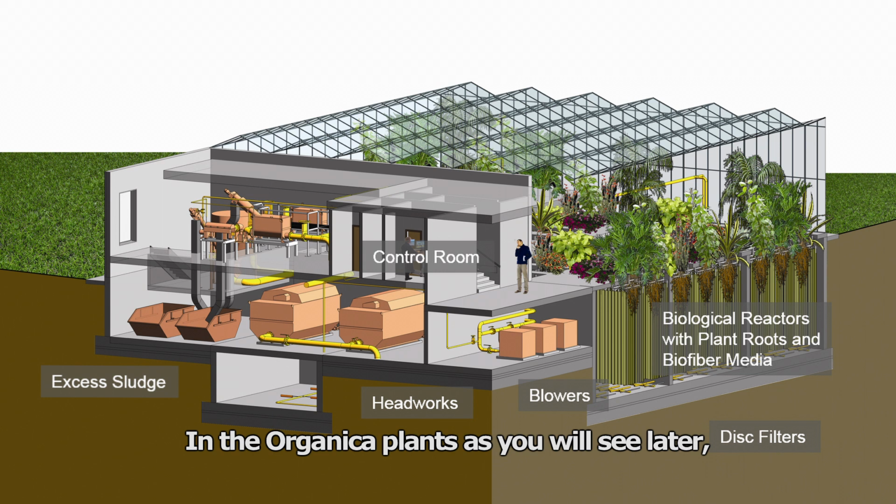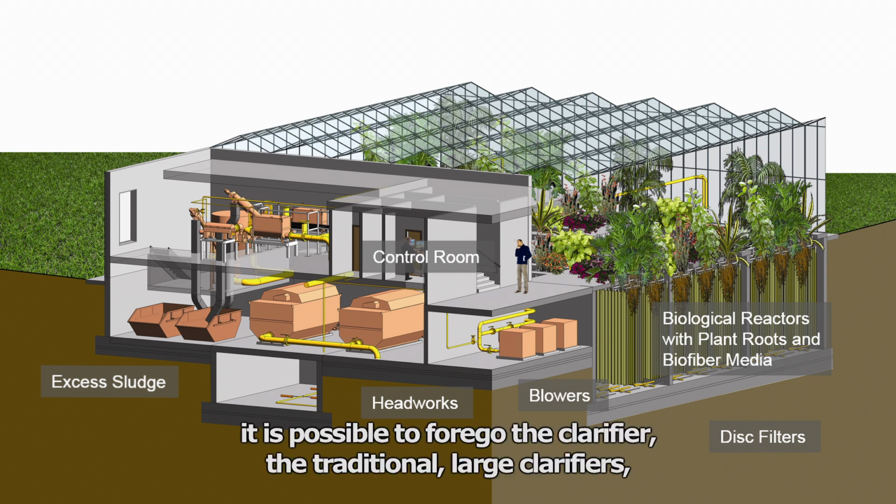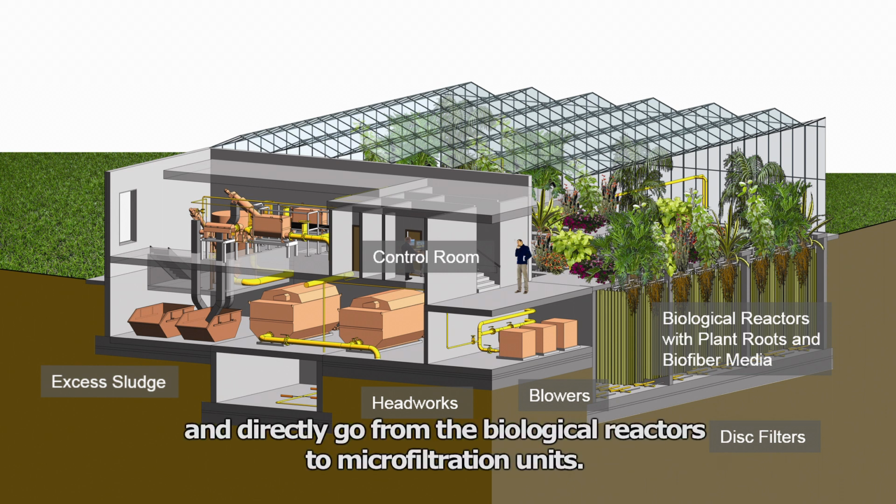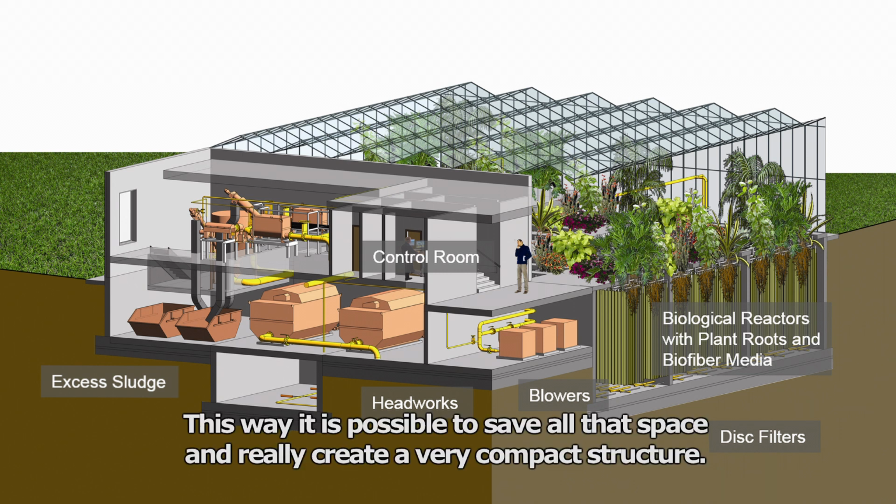In the Organica plants, as you will see later, it is possible to forego the traditional large clarifiers, and directly go from the biological reactors to a microfiltration unit. This way, it is possible to save all that space and really create a very compact structure.